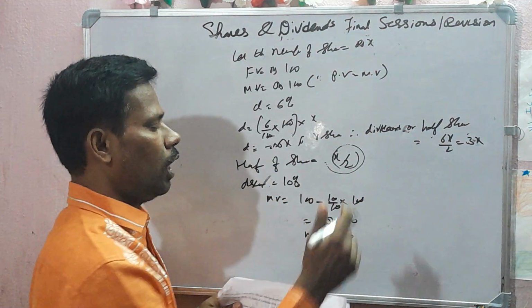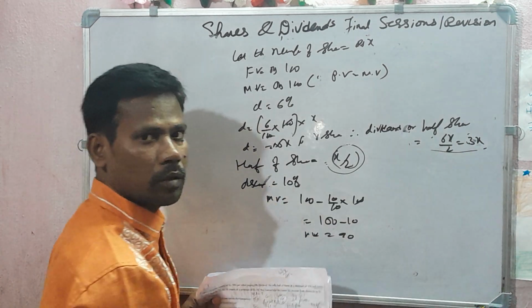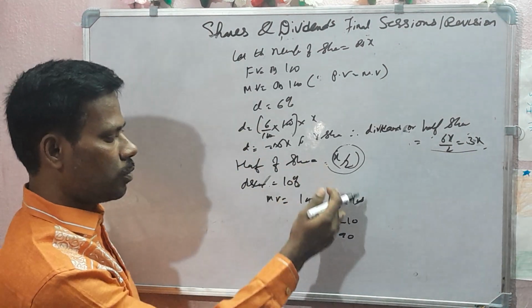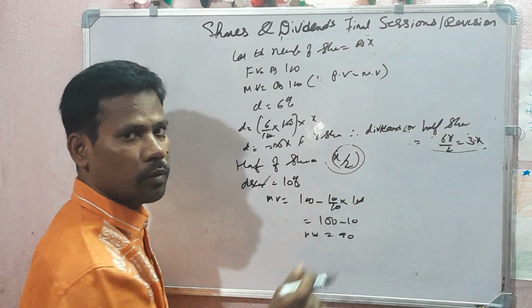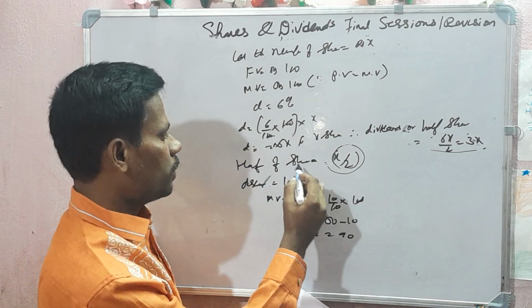So the leave up until here. So dividend on half shares is 3x, right? So half of the shares means again half plus half is what? Complete share, right? Are you following what I am saying?